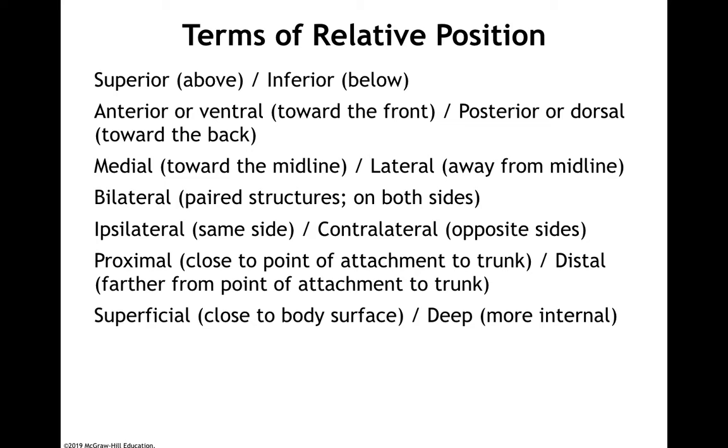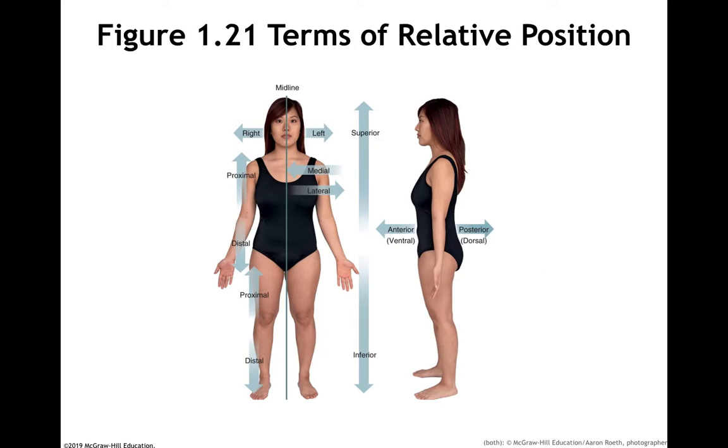Proximal means close to the point of attachment to the trunk, and distal means further away from the attachment to the trunk. Again, with proximal and distal, it's really important that you remember you're talking about two different structures. So your wrist can be distal to your elbow, but your elbow is going to be proximal to your fingers. Superficial means close to the body surface, while deep means more internal. That's not too hard. So here we've got the midline defined. We've got right, left, lateral, medial, proximal, distal below.